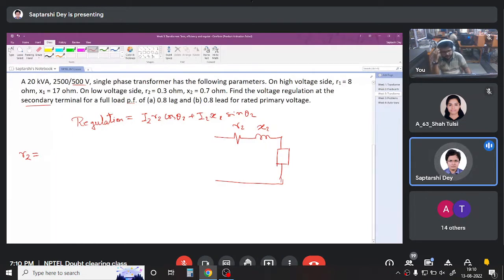Okay, we have some other R2 here. Let us not write it, let us write capital R2. Capital X. So what will be the value of capital R2?